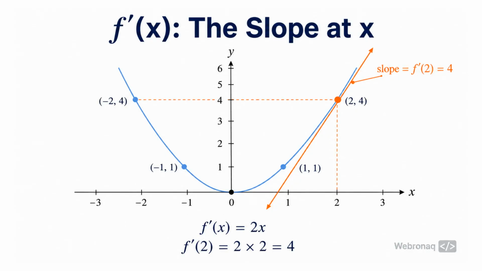Using our example, f of x equals x squared. The derivative works out to f prime of x equals 2 times x. At x equals 2, that gives f prime of 2 equals 2 times 2, which equals 4. So the slope of the curve at that point is 4. Same input x, but a completely different answer. Coming up, we put both side by side so you can see exactly how they differ.